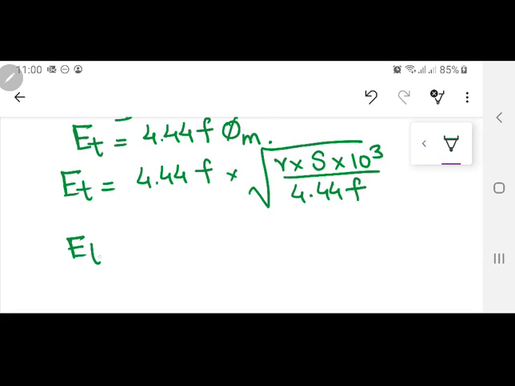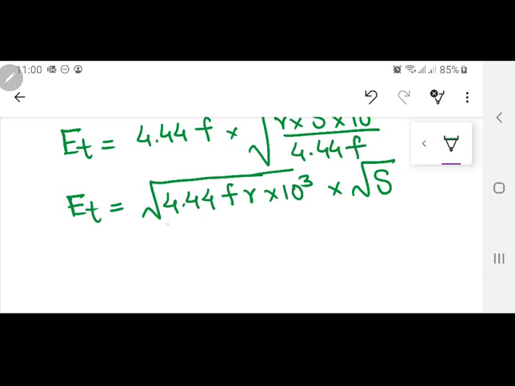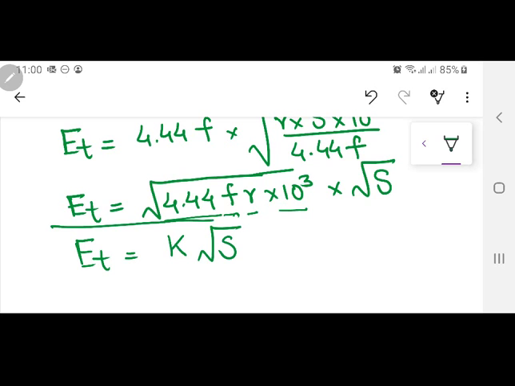So ET is equal to, in the under root, 4.44 FR into 10 raised to power 3, and I can separate under root S. Now if you see this value, what is 4.44? A numerical constant. F: if you are in one region designing a similar kind of transformer, frequency is the same. R is again a constant assumed by the manufacturer or designer, and 10 raised to power 3. So I can call this ET equal to K, which is a constant, into under root S.